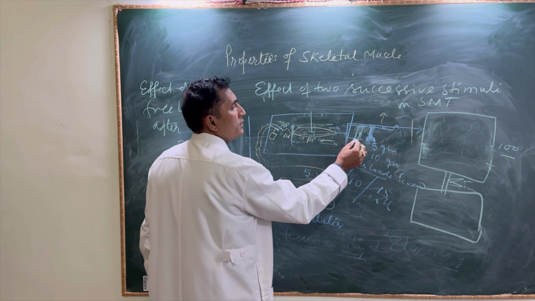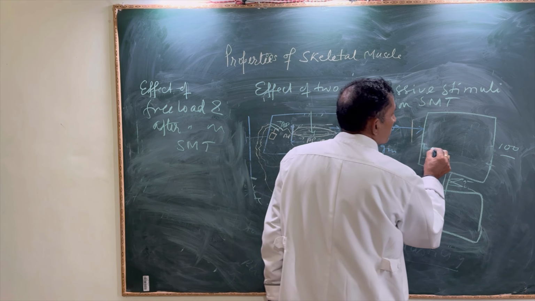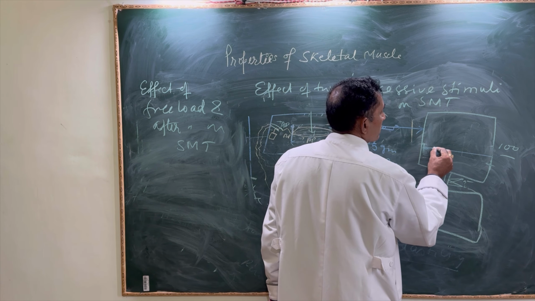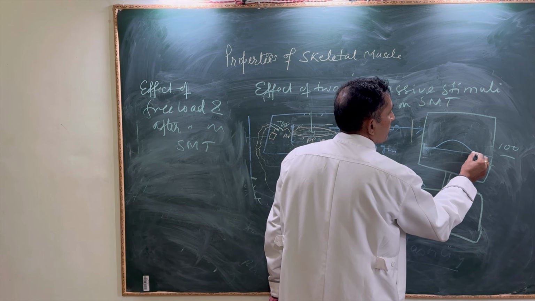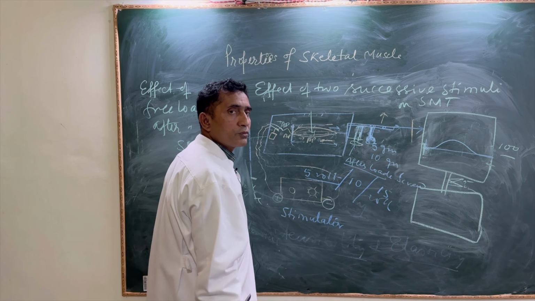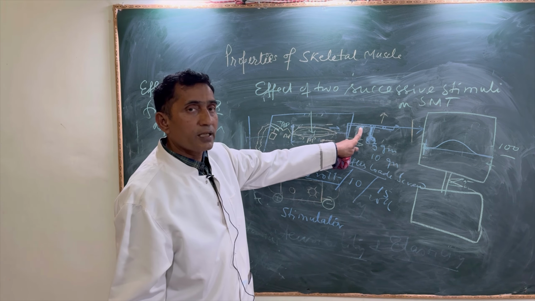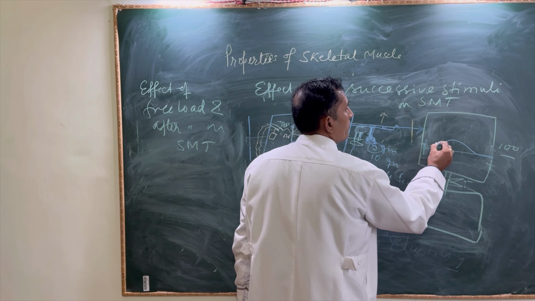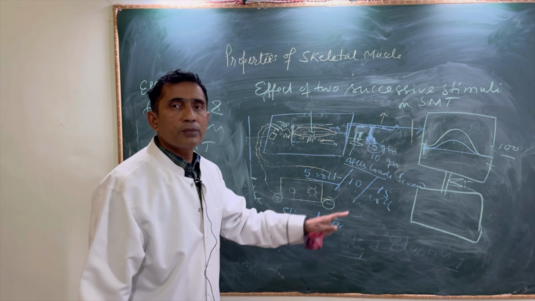Now, what type of record will we have? This is the contraction when there is the afterloaded screw. The afterloaded screw is kept touching, and the weight is, say, 5 gram. So this is the height of the contraction. Now if we make it free from this, then what will happen? This type of effect will be there.